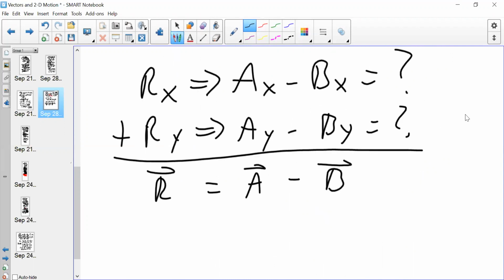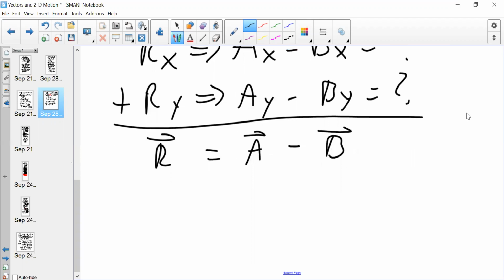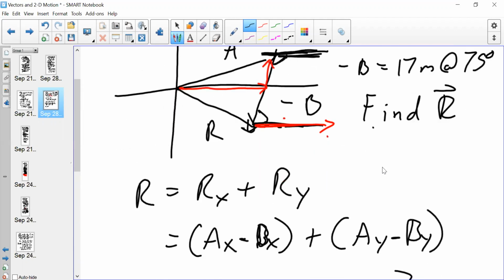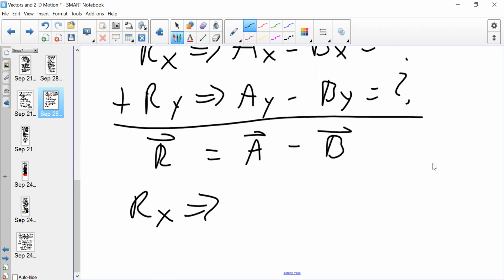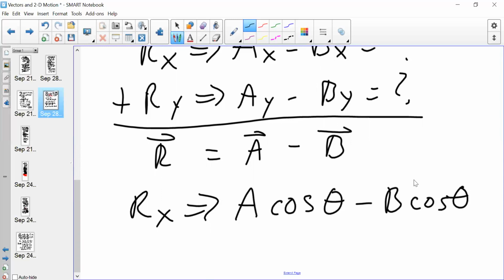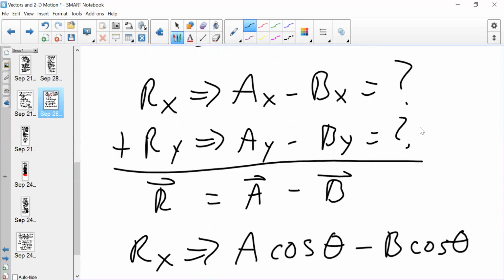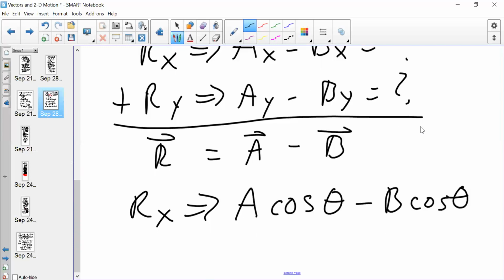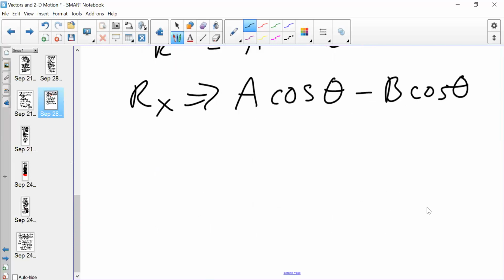Now that's the abstract. Let's put in our numbers. Rx will be AX, which is A cosine of 35. I'll be more explicit: A cosine theta minus B cosine theta. Say theta 1, theta 2. Different angles, right?